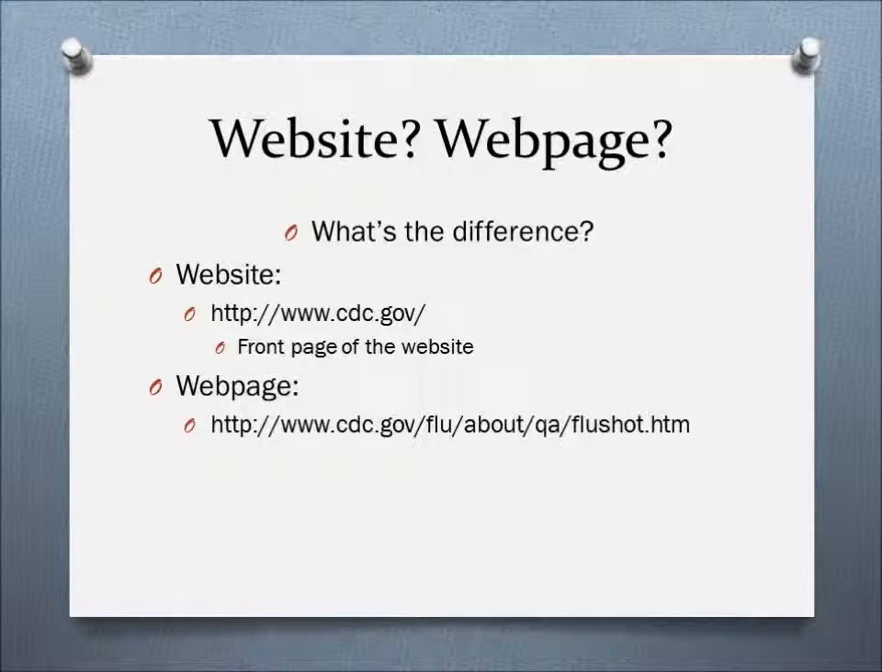A website is usually developed and updated by an individual or group of people. Individual web pages can also have links to other websites. Our example: www.cdc.gov is a web page, but it is also the front page to the CDC website, which has many web pages. Seasonal Flu Shots Questions and Answers is one of those web pages on the CDC website.